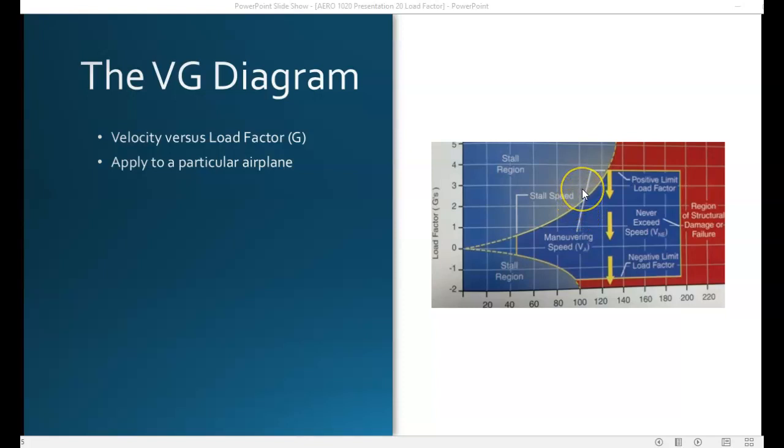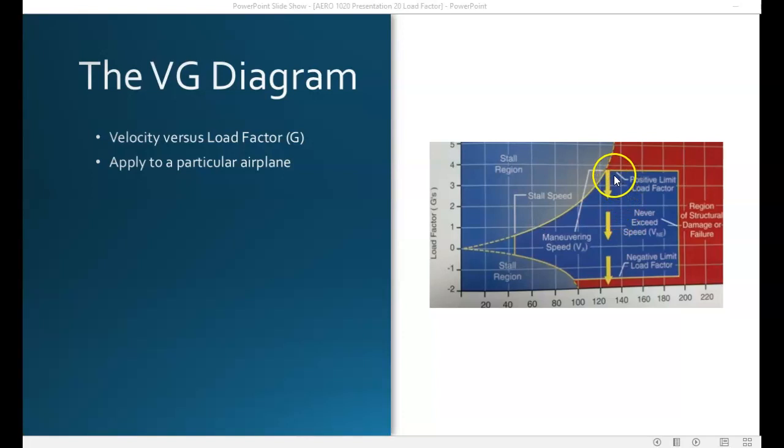Load factors above this line are aerodynamically unavailable because the aircraft can't fly above the line of maximum lift capability because it stalls. The same line exists for negative load factors. The only difference is that the speed necessary to produce a given negative load factor is higher than the speed that is needed to produce the same positive load factor. So if you look at the VG diagram for this aircraft, the airspeed that's required to produce negative 1 G is about 80 knots. To produce a positive 1 G, the airspeed is about 65 knots. At 65 knots, you would be unable to exceed 1 G of load factor because the aircraft would stall.